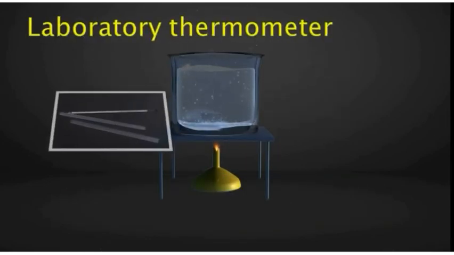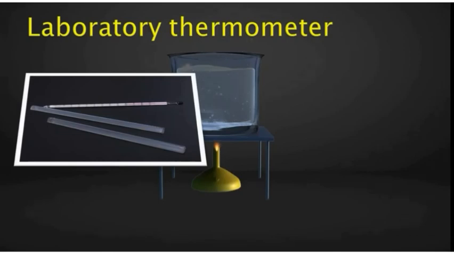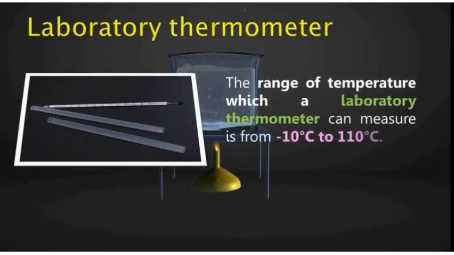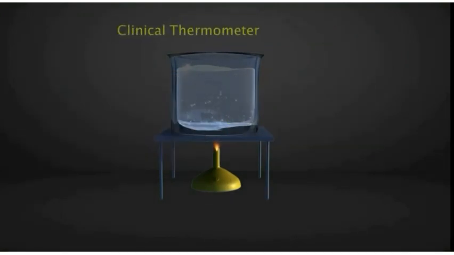Number 3. Laboratory thermometer. A laboratory thermometer consists of a thin glass tube which is sealed at one end and has a bulb at the other end. The range of temperature which a laboratory thermometer can measure is from minus 10 degrees Celsius to 110 degrees Celsius.